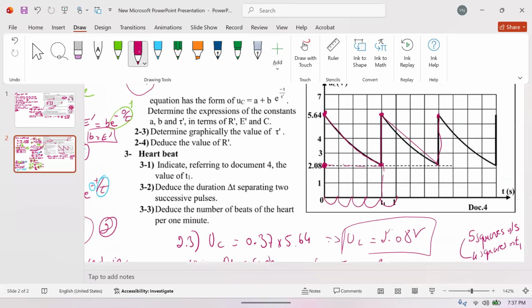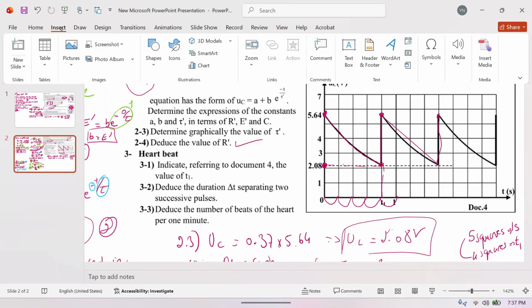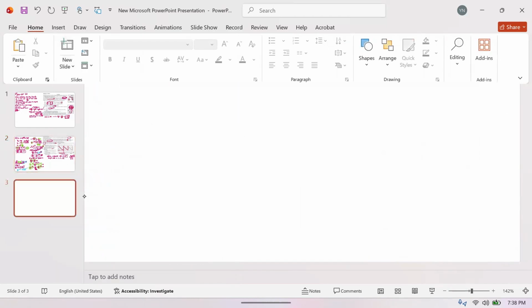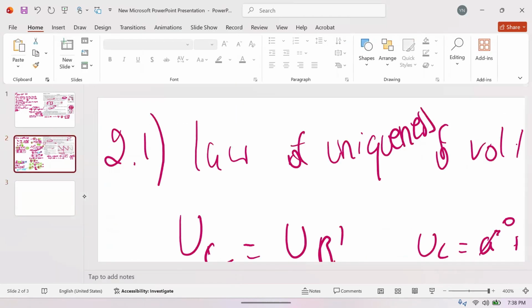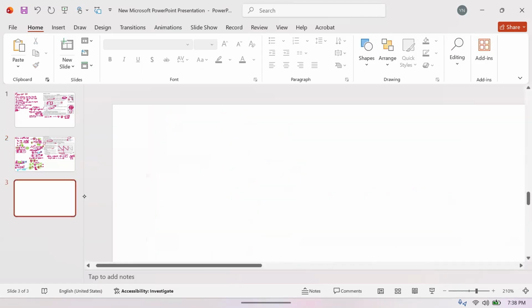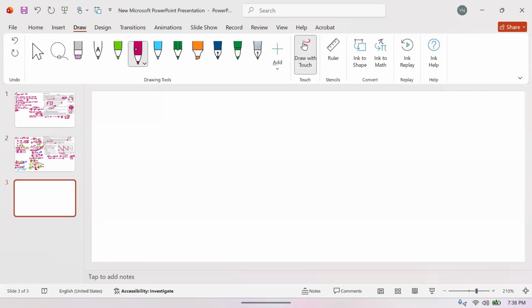Now, same repetitive question. 2.4, the value of R prime. They asked you for tau for a reason, but did they give us C? Yes, they gave us C. So simply, we now know tau. Which question is that? 2.4. So 2.4, they're asking for R prime. We know that tau is 0.8, and we know that C is 1 microfarad. And we know that tau is equal to R prime C, so R prime is tau over C.